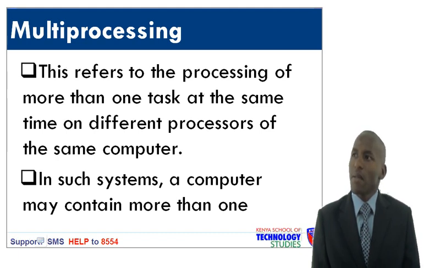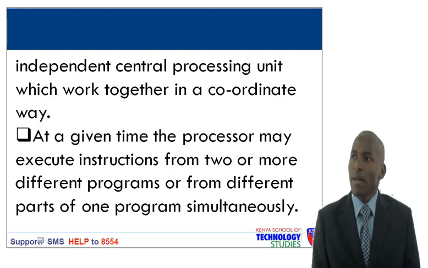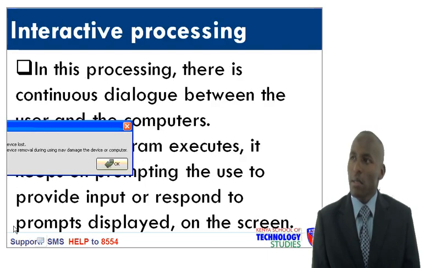Multiprocessing. This refers to the processing of more than one task at the same time on different processors of the same computer. In such systems, a computer may contain more than one independent central processing unit which work together in a coordinated way. At a given time, the processors may execute instructions from two or more different programs or from different parts of one program simultaneously.